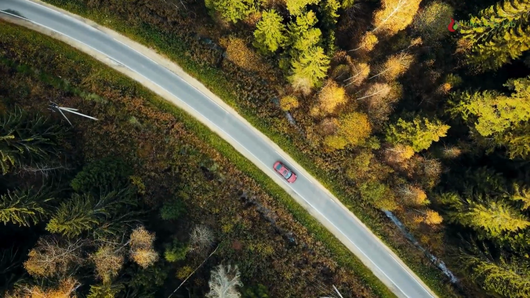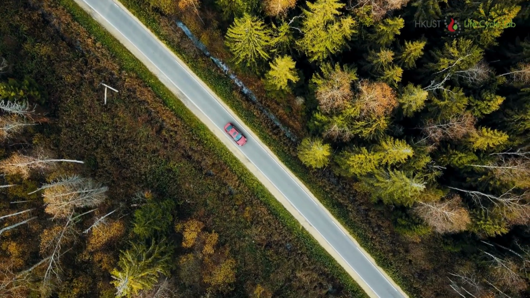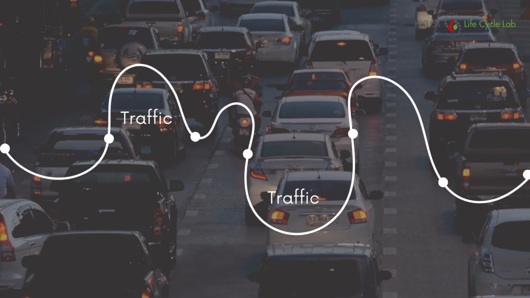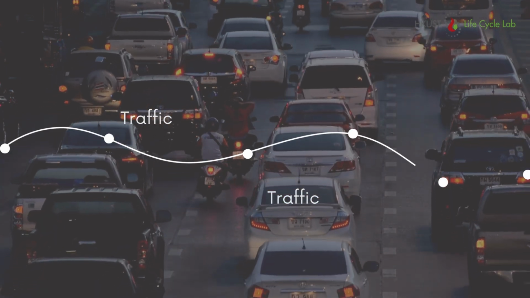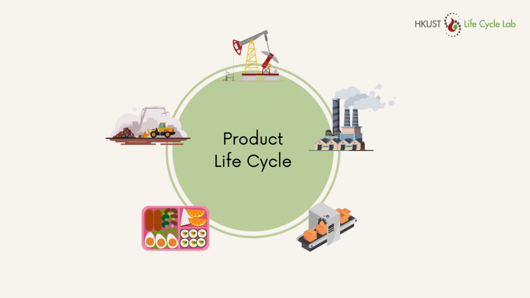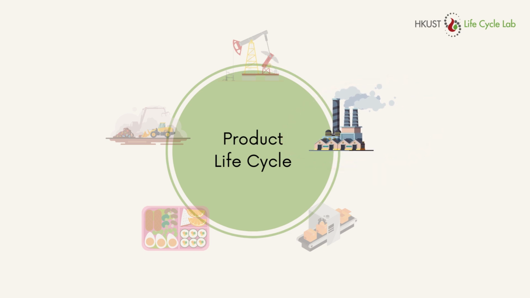To illustrate this, let's imagine you're planning a road trip, and you want to make sure it's as smooth and efficient as possible. To do that, you need to identify areas where you might encounter traffic or delays, which are the stages of your trip that contribute the most to your overall traveling time. Similarly, in the context of life cycle analysis, we aim to identify the stages of a product's life cycle that contribute the most to its environmental impact. And just like avoiding traffic can make your road trip faster and more efficient, identifying and addressing the high-impact stages in a product life cycle can improve its environmental performance.